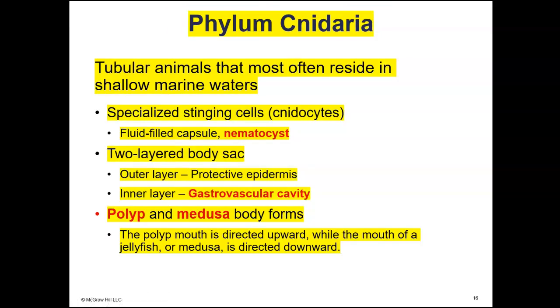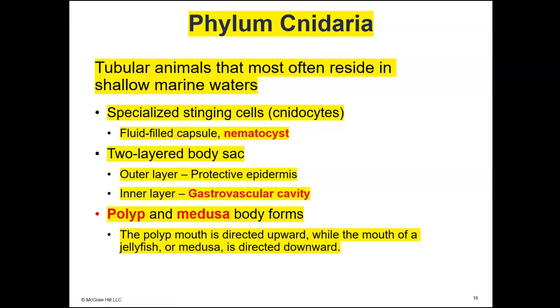So phylum Cnidaria are similar to the Ctenophora, but they have specialized stinging cells called cnidocytes. And then inside is a fluid-filled capsule called a nematocyst, and they sting their prey. And they have a two-layered body sac. The inner layer is called the gastrovascular cavity because it serves as gastro meaning stomach, so it serves as the digestive system, and vascular meaning circulatory system.